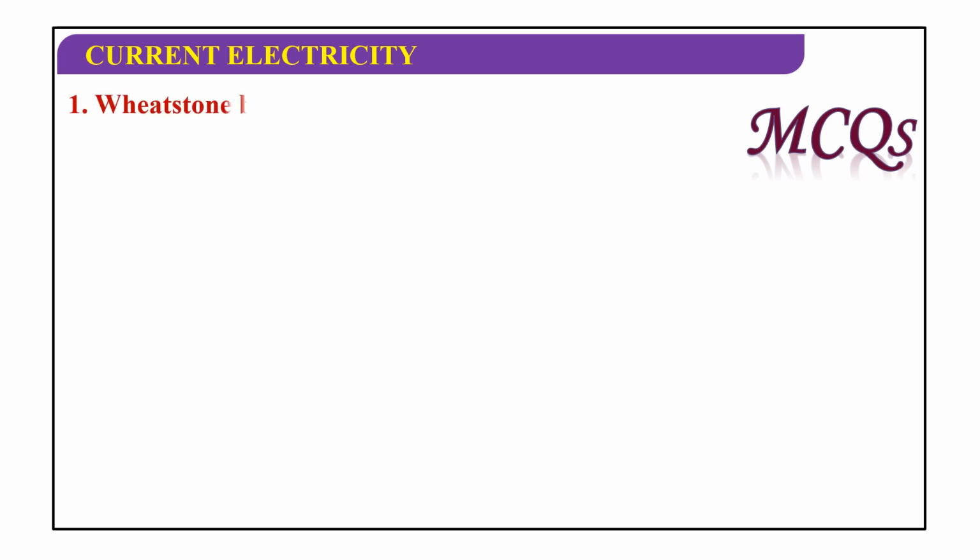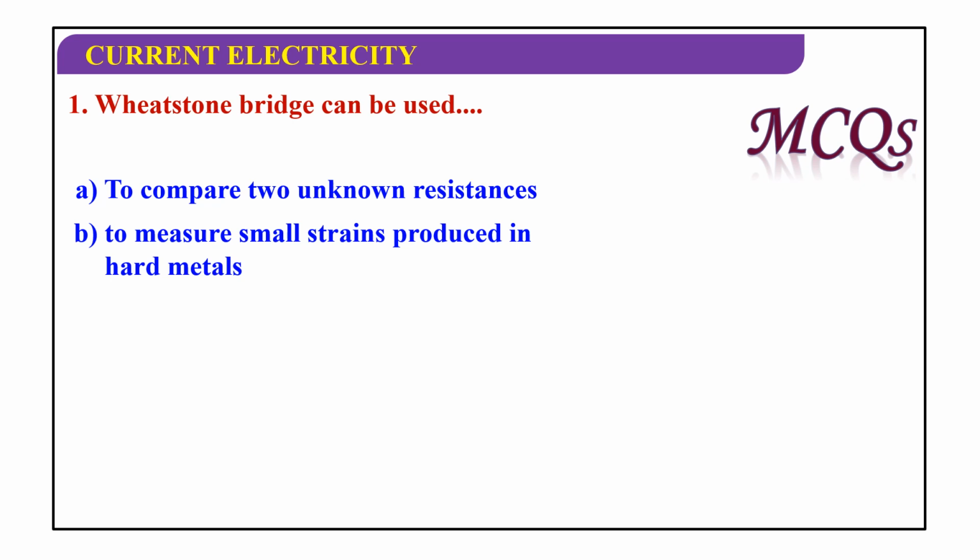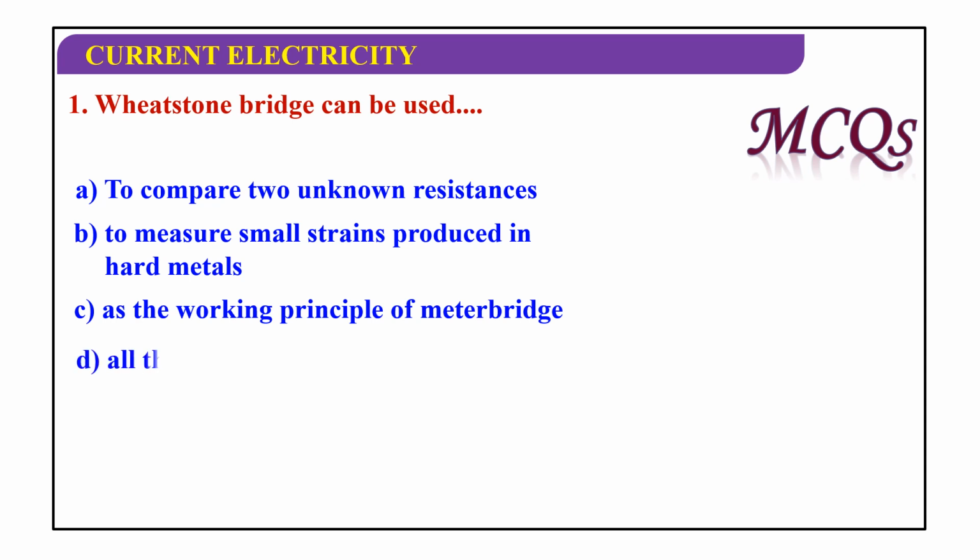Now MCQs. Question 1. Wheatstone bridge can be used, A, to compare two unknown resistances; B, to measure small strengths produced in hard metals; C, as the working principle of meter bridge; and D, all of the above, that is A, B, and C. And the correct answer is D, all of the above. These three points are true for Wheatstone bridge. So Wheatstone bridge can be used in either of the three processes or all of the three processes.